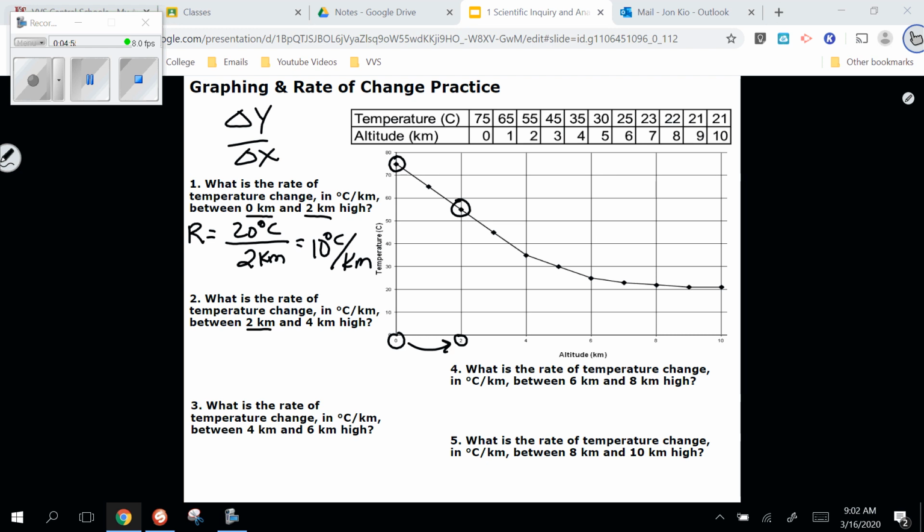Doing the next one, you notice something going from 2 to 4. Notice the slope of the entire line here is the same. That means you're going to get the same answer that you just got. Let's test it. At 2, we're at 55. At 4, we're at 35. So again, it's 20 degrees over 2 kilometers. So it's going to be 10 degrees per kilometer.